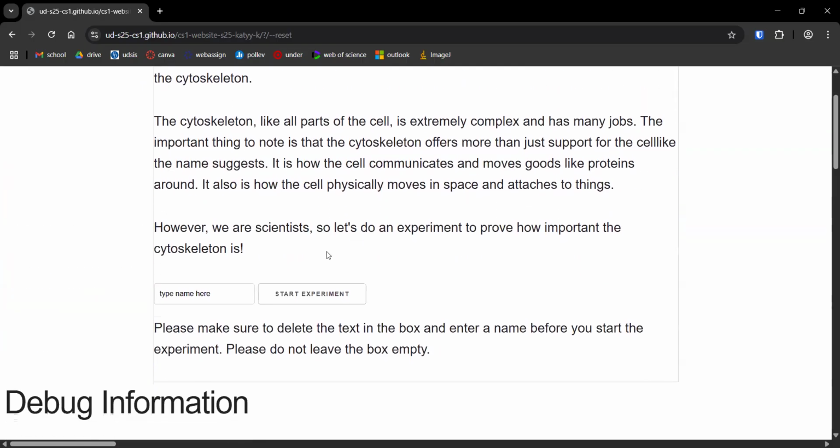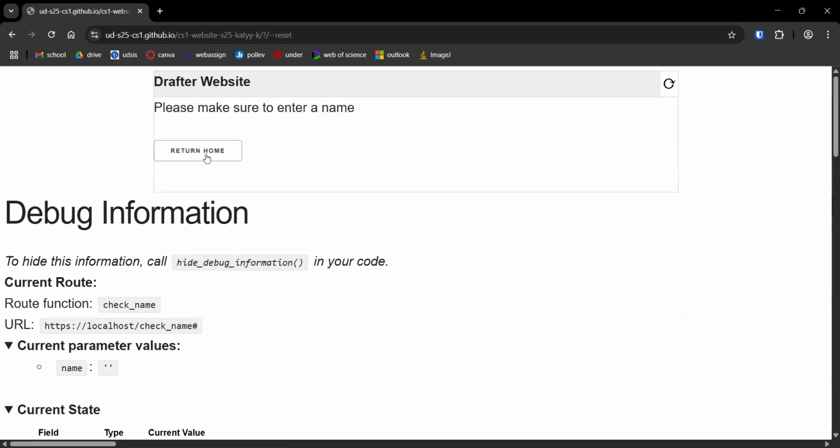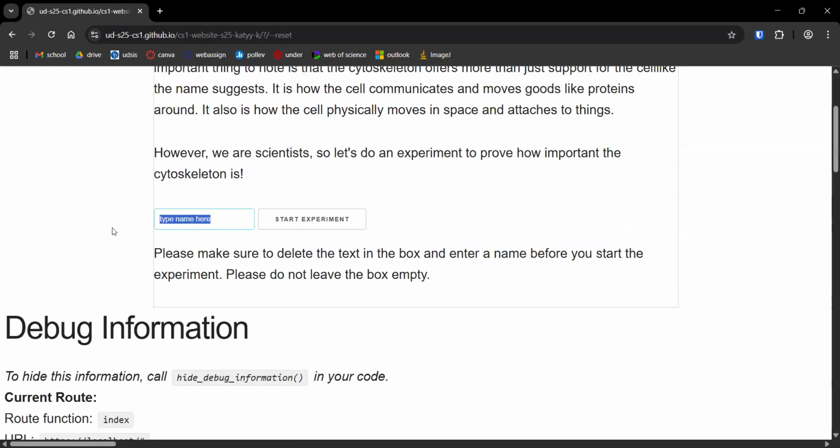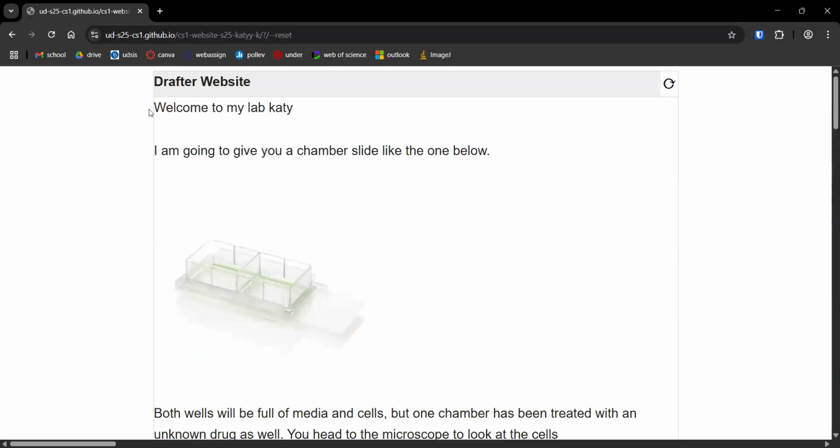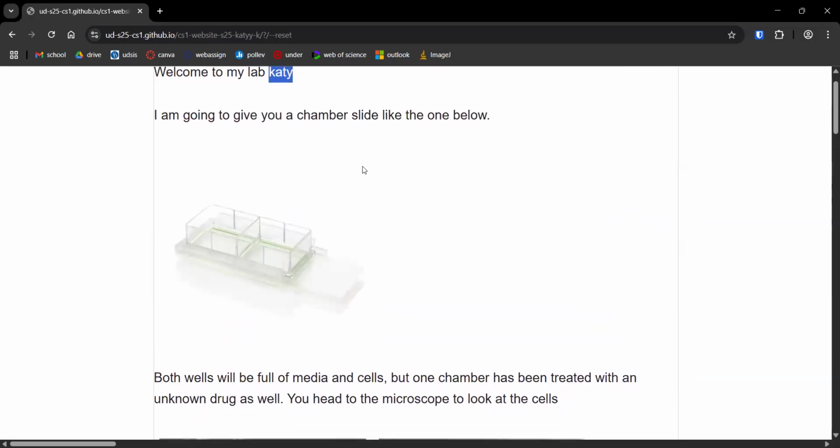You can go ahead back home. Also, if you leave this blank, you see it will do the same exact thing. Anything else though will work. So I'm going to go ahead and type my name in here, Katie, and I can click Start Experiment. And I have Welcome to my lab, and then whatever name you inputted will be displayed here.